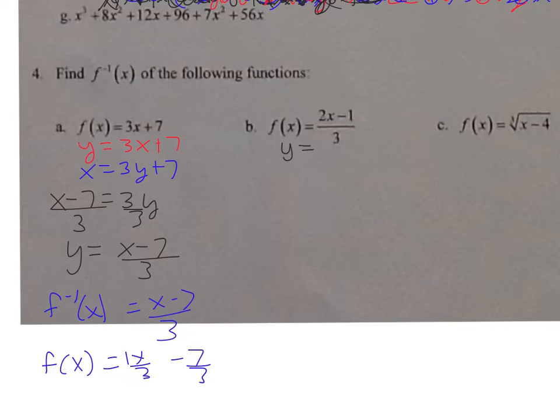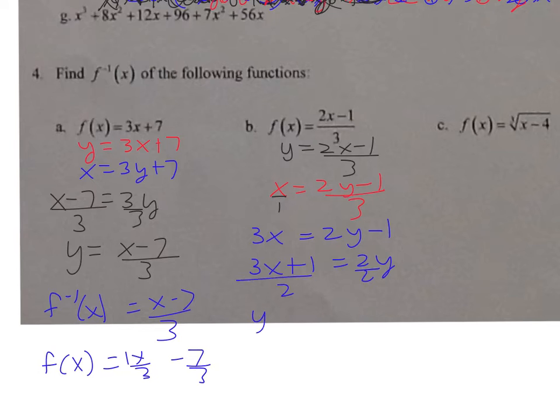Same thing, change it to y equals 2x minus 1 over 3. Switch x and y, x equals 2y minus 1 over 3. Put the x over 1, cross multiply, we get 3x equals 2y minus 1. Add 1 to both sides, I get 3x plus 1 equals 2y. Divide by 2, y is equal to 3x plus 1 all over 2. So that's the inverse of f of x equals 3x plus 1 all over 2. And of course, make sure you can write that another way also.